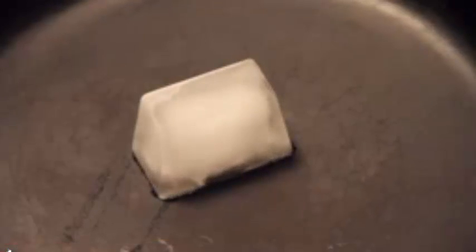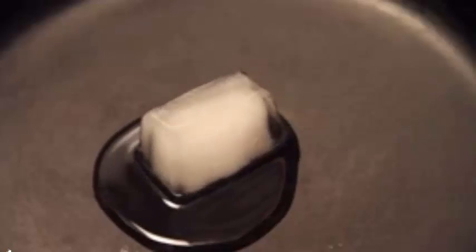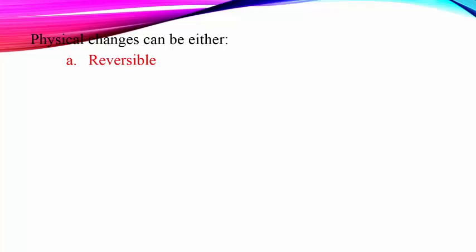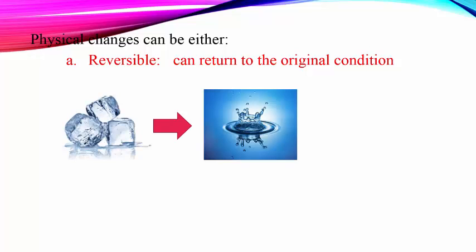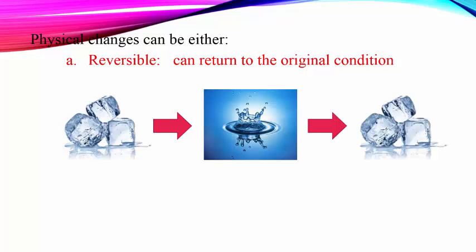And the classic example of this is ice melting. So here you have a video of an ice cube melting rather rapidly. But you know that the ice cube is water and that the water is water. The compound never changes. Physical changes can be either reversible, which means they can be returned to the original condition. So ice cubes can become liquid water if you heat them up, but if you put the water back into the freezer, you get ice cubes.